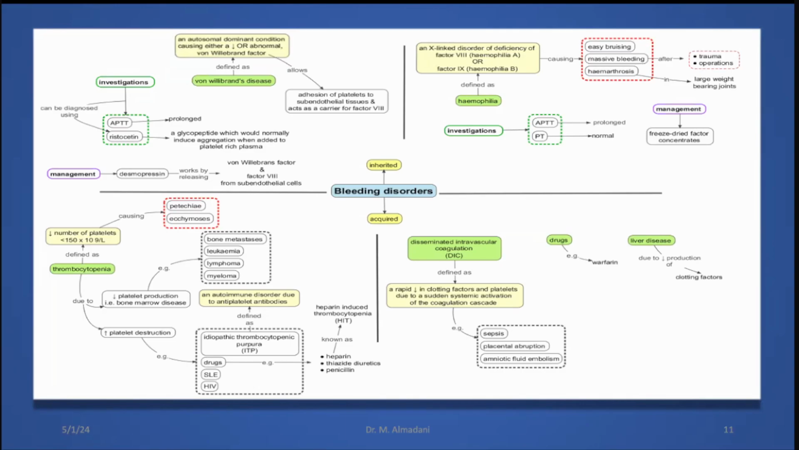Suppose that the patient is having aspirin, prophylactic or therapeutic aspirin is given to that particular patient. What will happen to the platelets number? Do you think the platelets number will increase, decrease, or remain the same? Remain the same. Do you agree with him? Do you agree or not? No. What do you think, Mohammed? Becomes low. Yes.